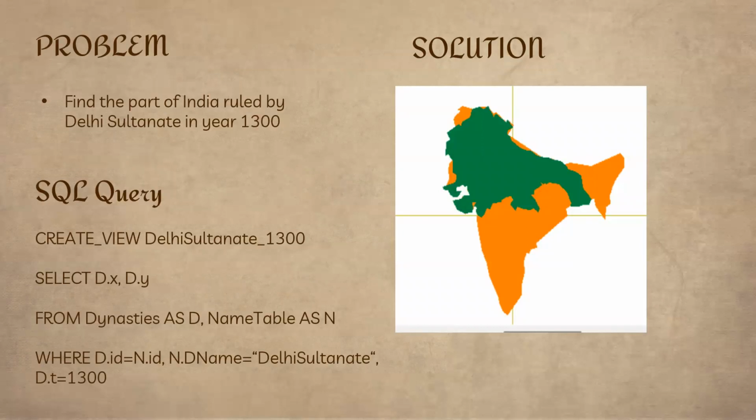So the problem here is to find the part of India ruled by Delhi Sultanate in the year 1300. This is a basic SQL query in which I've selected the coordinates on the map from dynasties and name tables, with the idea of joining both the tables and searching with the dynasty name Delhi Sultanate, and time being 1300. So here's a map which represents Delhi Sultanate's area over India. The green color on the map represents the area which was ruled by Delhi Sultanate in the year 1300, and orange color is the outline of the India map.